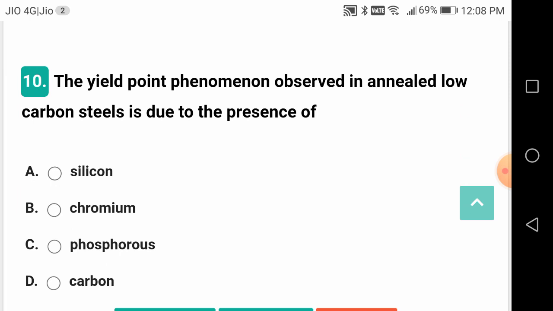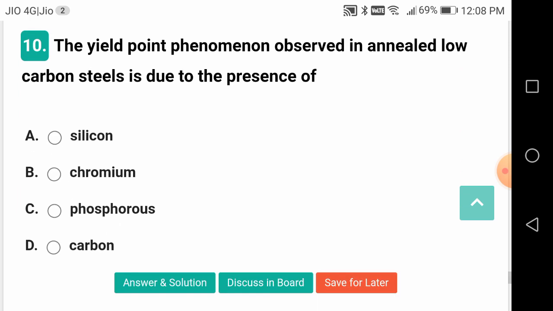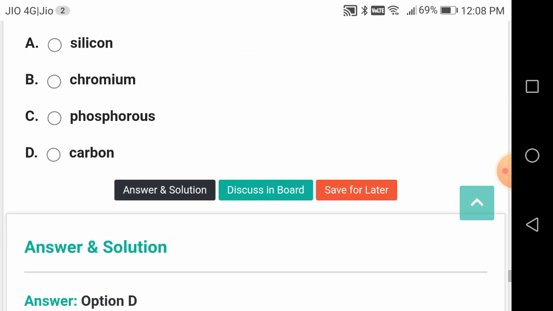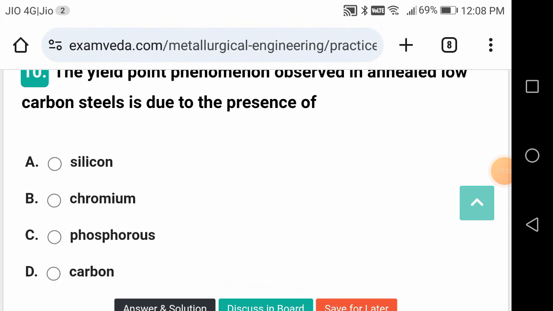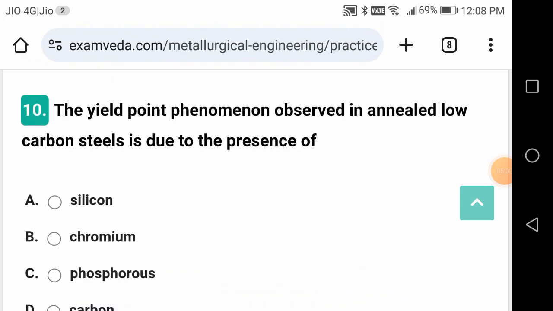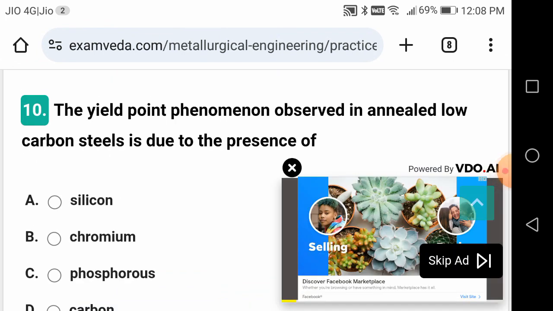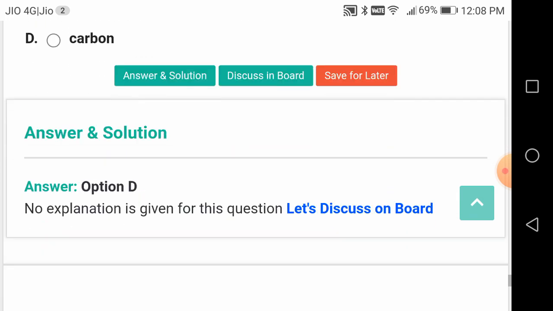The yield point phenomenon observed in annealed low carbon steels is due to the presence of what? It's a good question, friends. It is due to the carbon. In annealed low carbon steels, the yield point phenomenon is observed due to the presence of carbon.